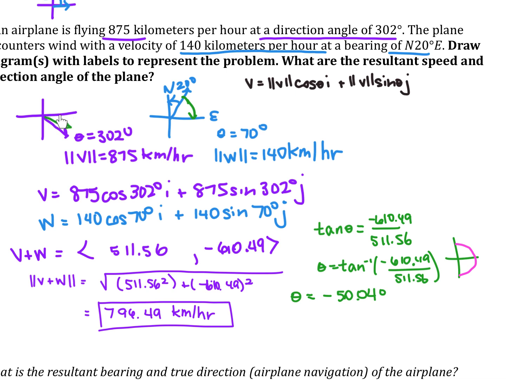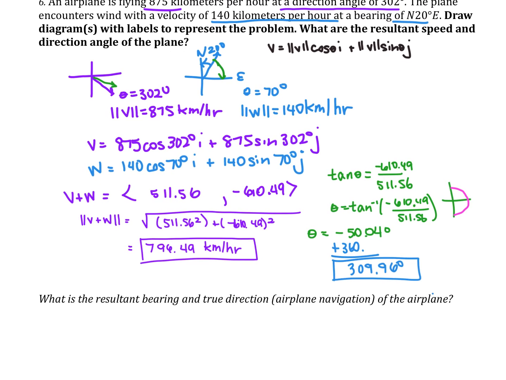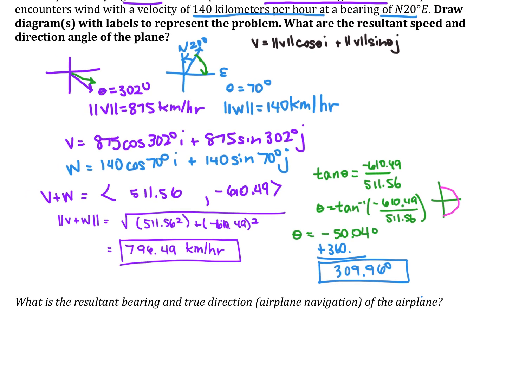But directional angles are supposed to be positive. It starts from the positive x-axis and rotates counterclockwise. So therefore, since it's in quadrant 4, we're just finding the coterminal angle, and all we're going to do is add 360 degrees to get our directional angle of the plane. If you add 360 degrees, you would get a directional angle of 309.96 degrees. Now from here, you can also find the resultant bearing and true direction of the airplane.